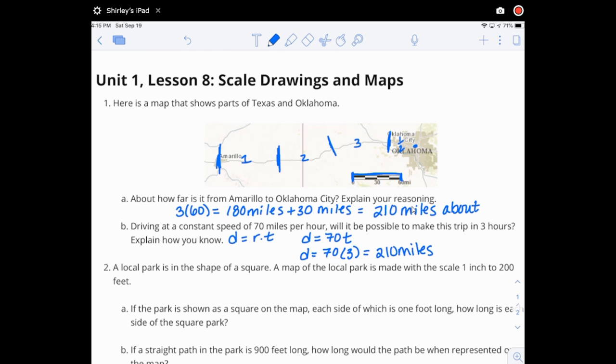Yes. But now if we start thinking about car trips, is it possible to drive 3 hours straight nonstop, constant rate of 70 miles per hour? Probably not. You might stop at a rest stop. You might stop to get some food. You might get some snacks. You might get stuck in some traffic. Okay. So it is possible to make the trip in 3 hours. However, it's probably pretty unlikely that you're going to meet all of these conditions.